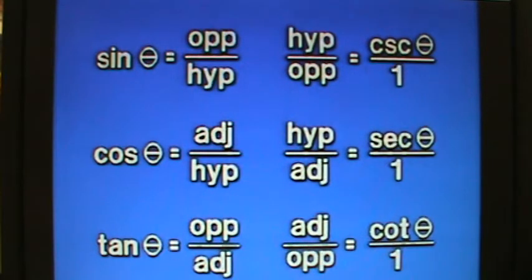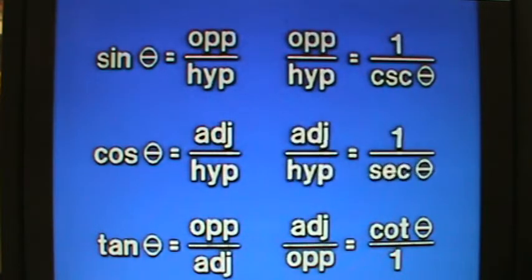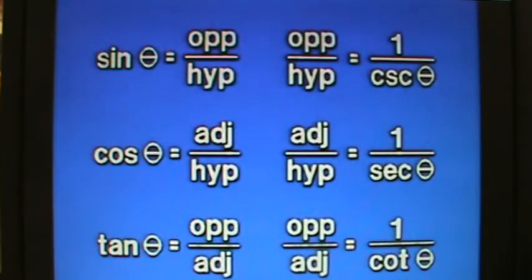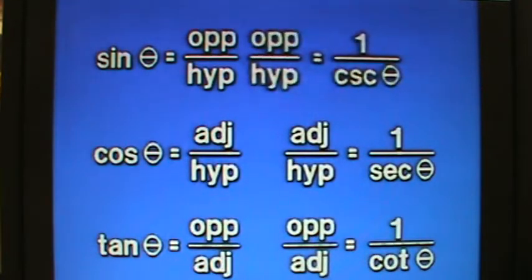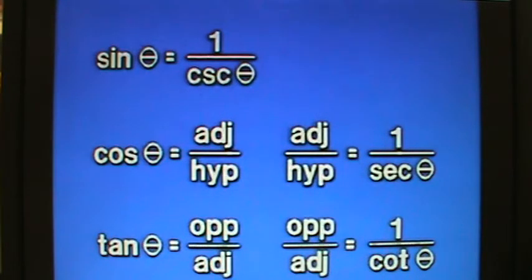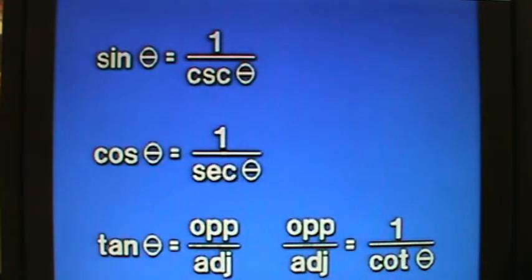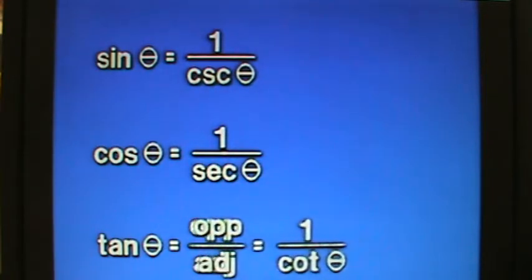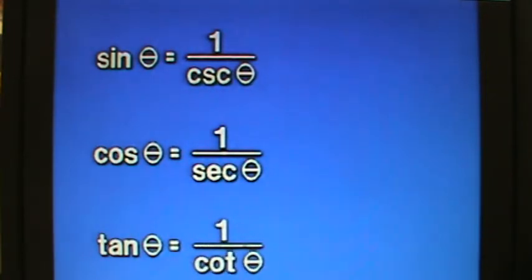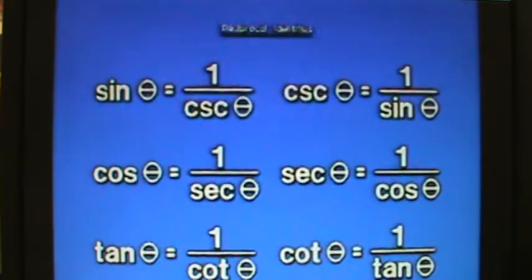Before we do, we'll take the items on the right and write them over one. But writing the reciprocals of each of these allows us to see a relationship left and right. Notice that sine theta is opposite over hypotenuse, and opposite over hypotenuse is also 1 over cosecant theta. In a similar way, cosine theta is equal to 1 over secant theta, and tangent theta is equal to 1 over cotangent theta. In a similar way, cosecant theta is 1 over sine theta, secant theta is 1 over cosine theta, and cotangent theta is 1 over tangent theta. These are called the reciprocal identities.